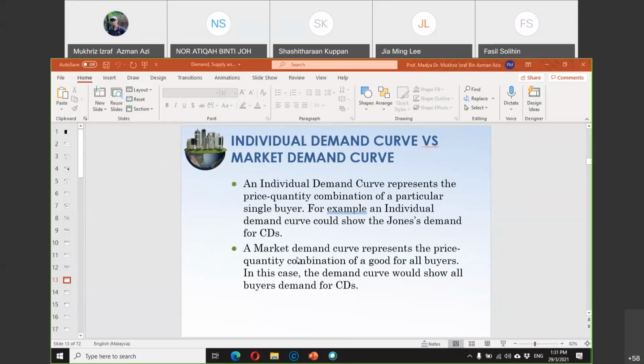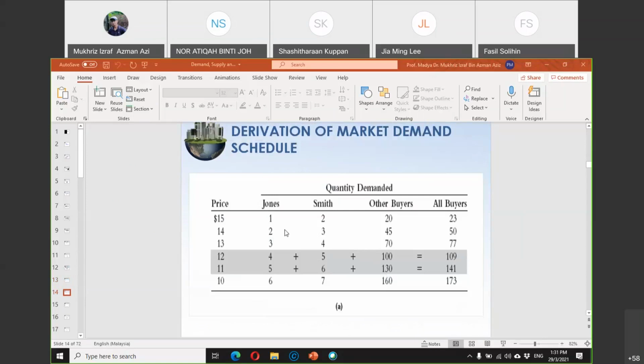Market demand represents all buyers in the same market. For example, in this simple slide, if you have person 1, person 2, and the rest of the individuals in one market, when you add the demand from every single person, you get the market demand. So at the price of 15, there are 23 units quantity demanded, and the same for the rest.